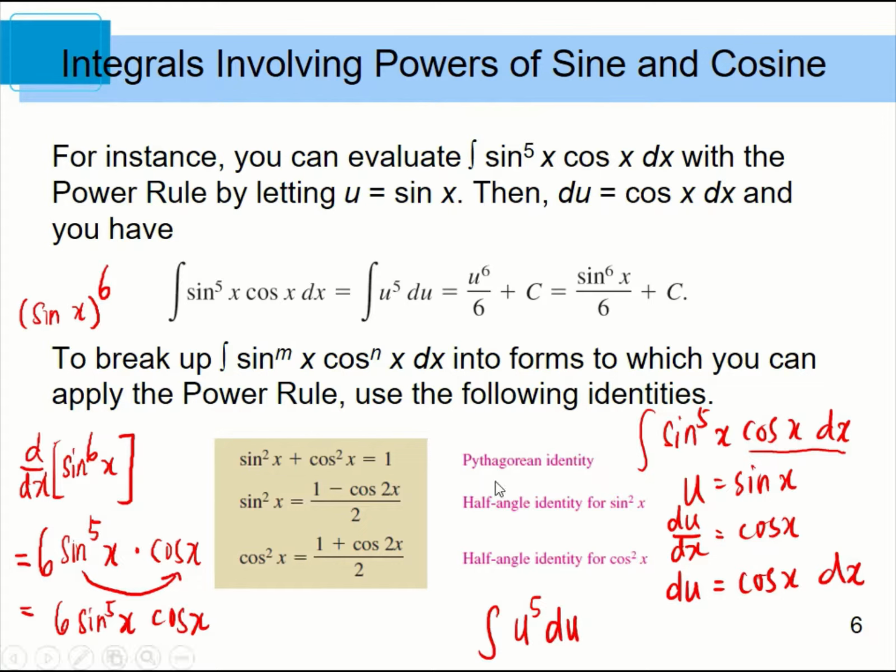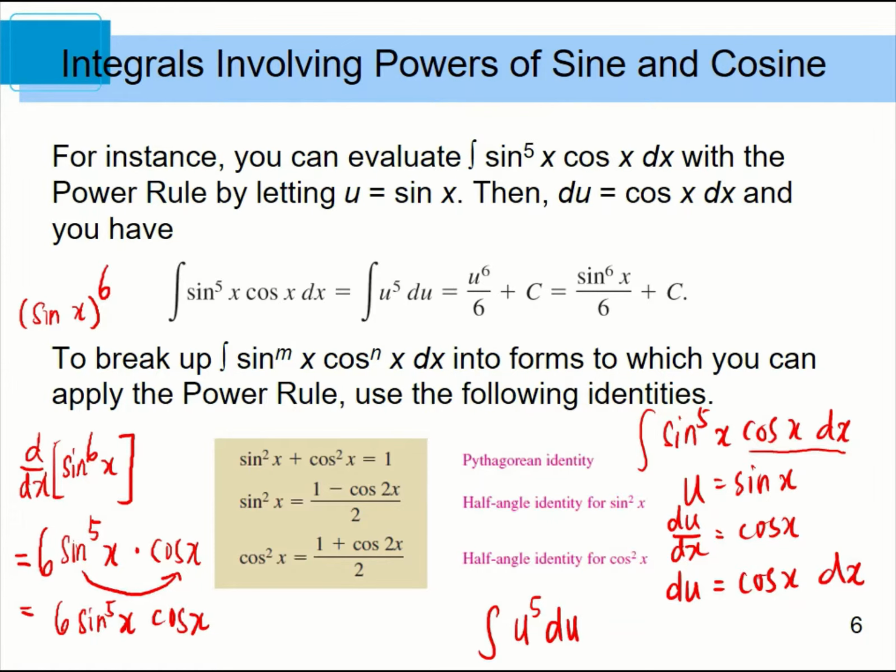So you can see here, when we replace the sine with u, we have u to the power of 5, and the cos x dx replaced with du. So we integrate: we add 1 to the power and divide by the new power, plus c. So we can use the substitution method to integrate this.